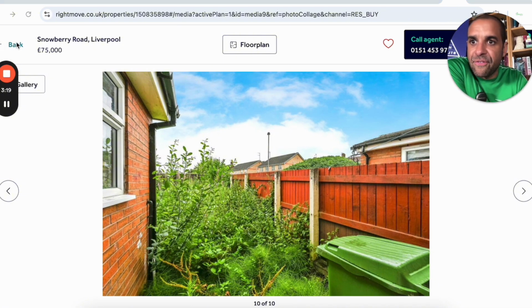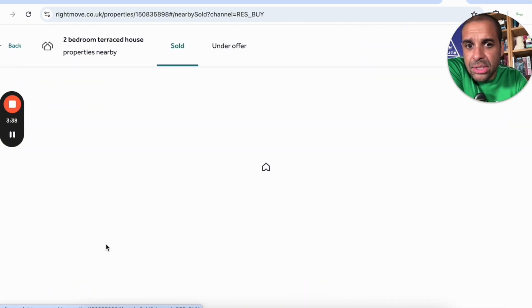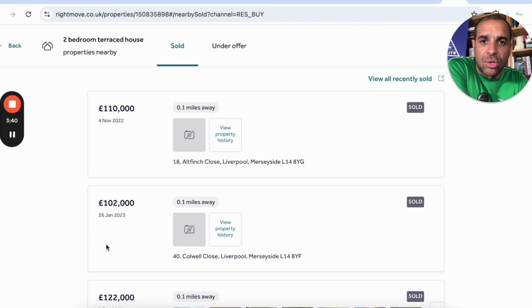The first thing we want to identify is what are properties in this area and in this region going for? So at the bottom here on Rightmove, you'll have recently sold prices. You won't get all the data on here. Sometimes you have to go across to multiple different sites and check in multiple places. But let's just use this one, for example.